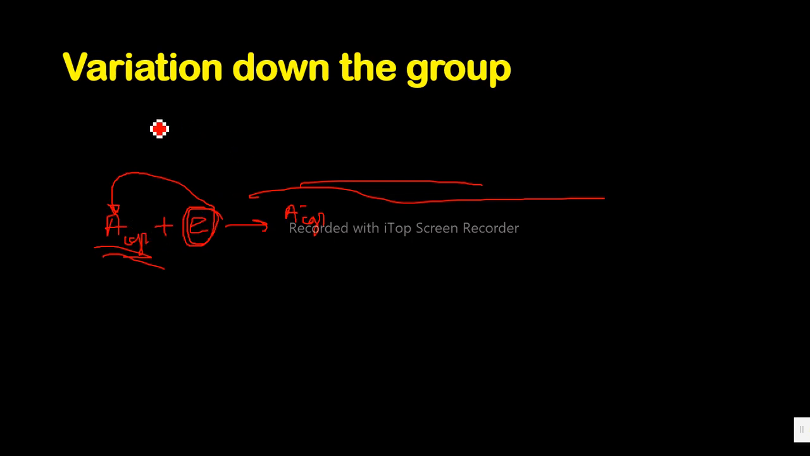However, in the case of down the group, where the atoms increase in size, the electron affinity decreases. Why? Because if they increase in size, then the effective nuclear charge for that atom decreases, and so the nuclear attraction for this incoming electron decreases. As a result, less energy is going to be given out when finally this electron is added onto the gaseous atom.